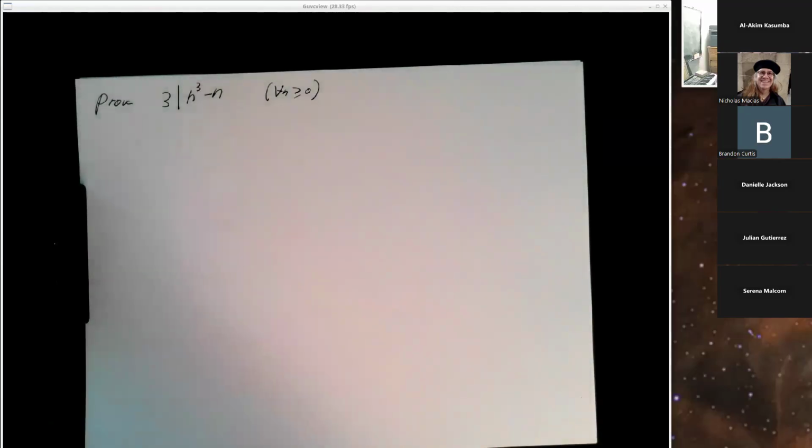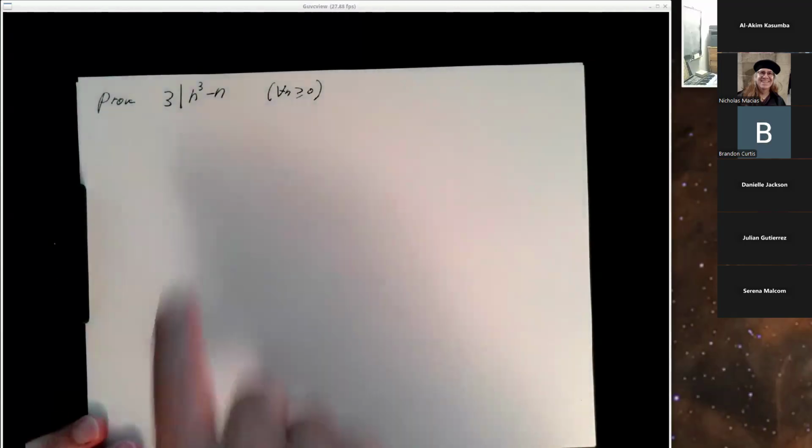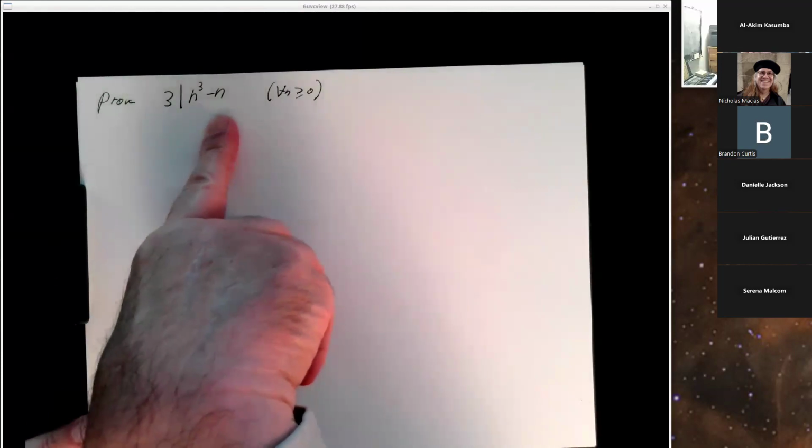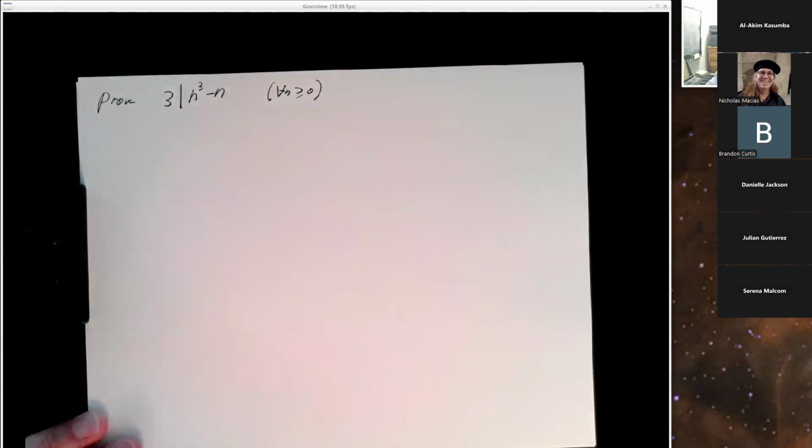Minus 4 is 60. That's a multiple of 3. 2 cubed is 8. Minus 2 is 6. That's a multiple of 3. 1 cubed minus 1 is 0. That's a multiple of 3. 0 cubed minus 0 is 0. That's a multiple of 3. So, I mean, it feels plausible. 10 cubed is 1,000. Minus 10 is 990. That's a multiple of 3.